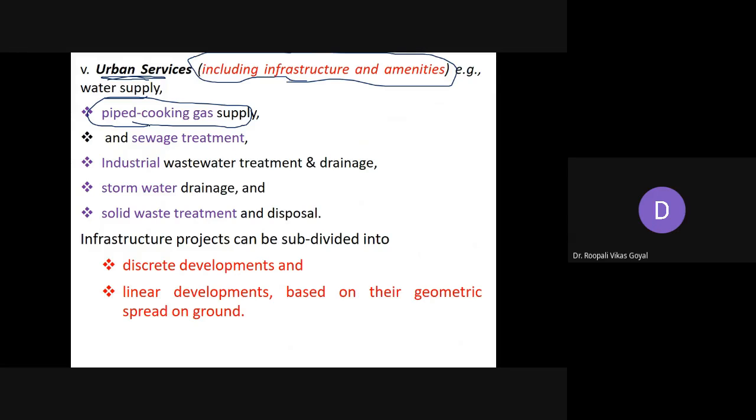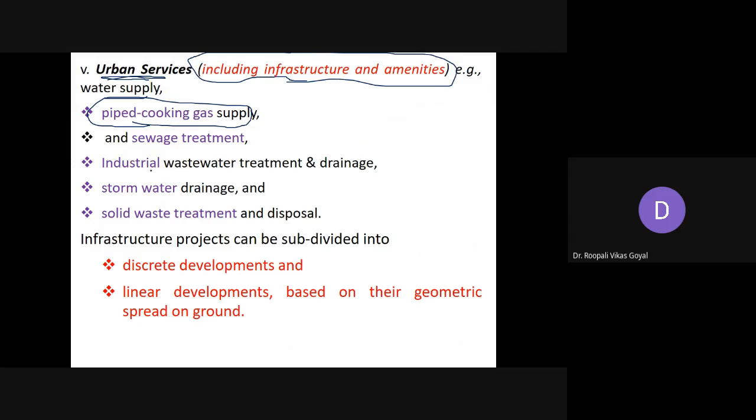Okay, so if some gas leakage happens, all these urban utilities and services, if they are not properly managed, if they are not disaster proof, and in a certain disaster they are damaged, they can aggravate the situation of that disaster.